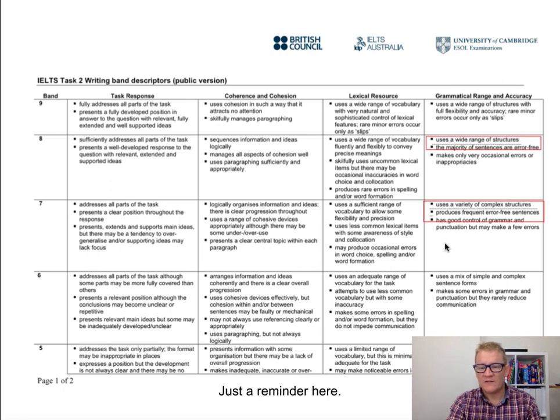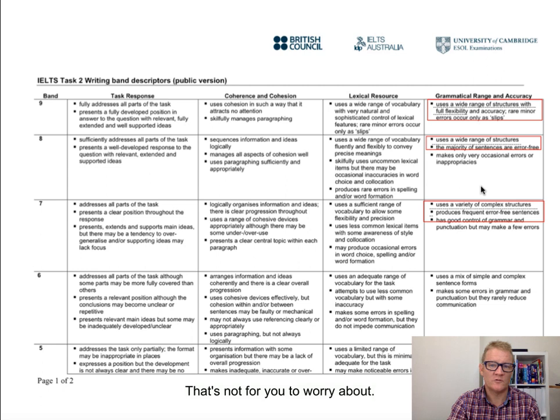Just a reminder here, look, a variety of complex structures for a 7, a wide range of structures for an 8, and a wide range for a 9, sorry. The only difference in a 9 is full flexibility and accuracy. But don't worry about that. That's not for you to worry about.